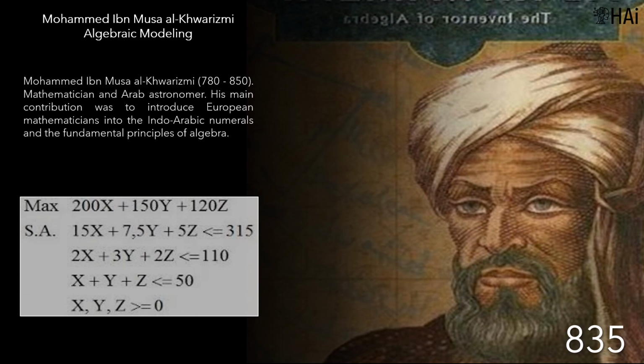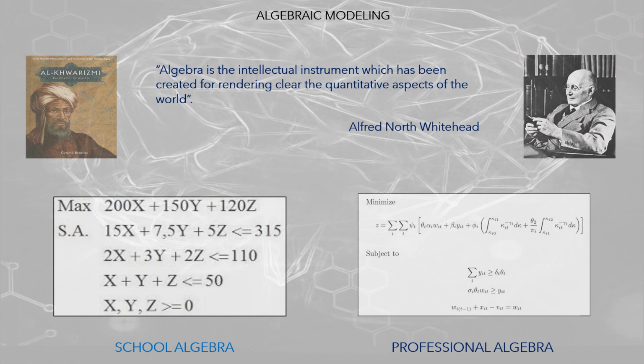Muhammad ibn Musa al-Khwarizmi, mathematician and Arab astronomer, introduced European mathematicians to the Indo-Arabic numerals and the fundamental principles of algebra. The evolution of algebra starts from a school notation, oriented to small models, not scalable, to become a professional, industrial, and scalable algebra, oriented to the present modeling of the large systems that make up the real world.